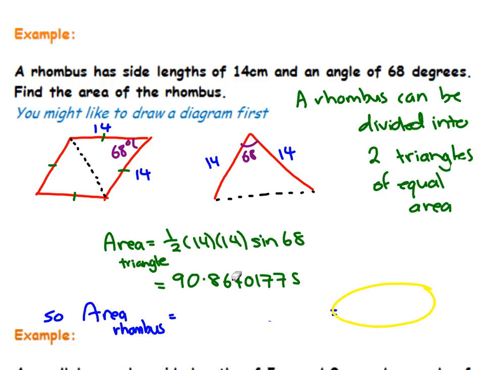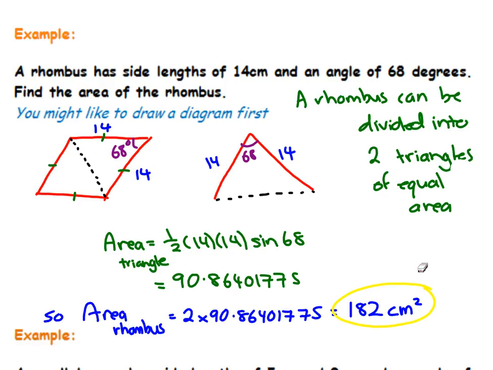So make yourself write this all out. Area of the rhombus will be two times, because there's one triangle here and one triangle here. So it'll just be double the area of one triangle. And when you double the area of one triangle, hopefully you get this answer when you round it to 3 sig figs. And again, it's an area, so it's 182, and it was originally centimeters for the length, so centimeters squared for the area.